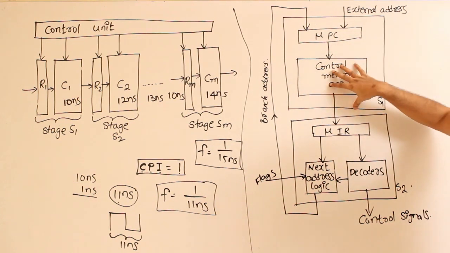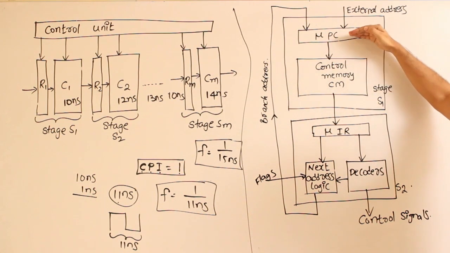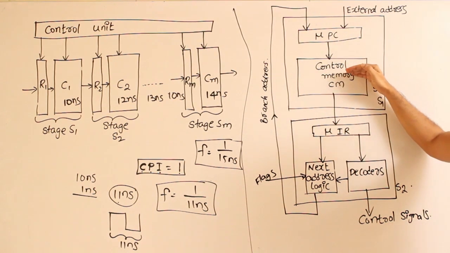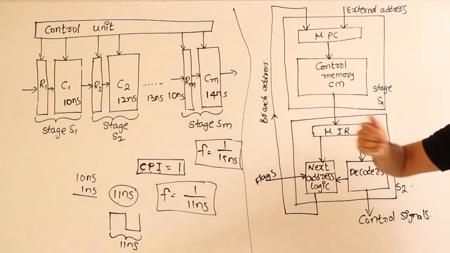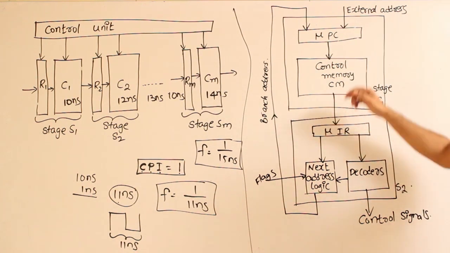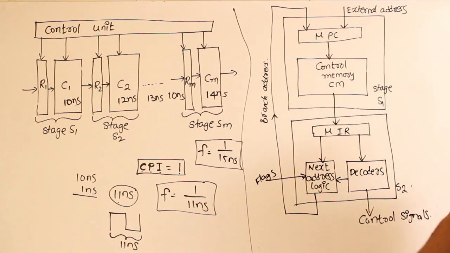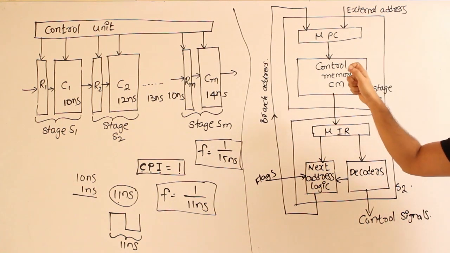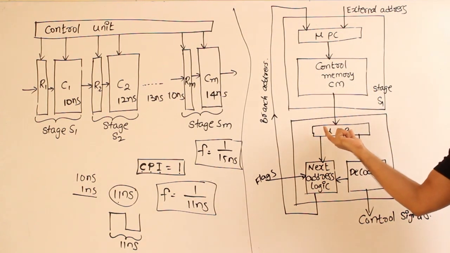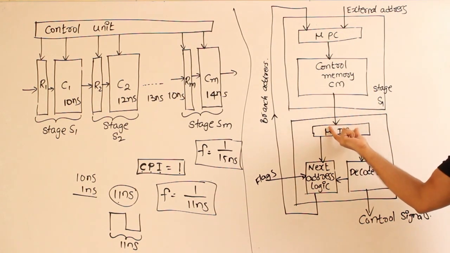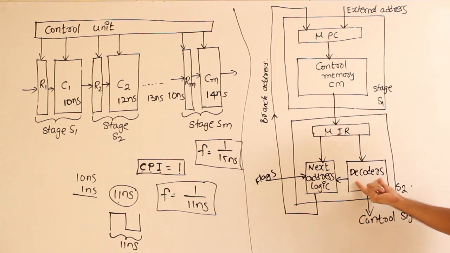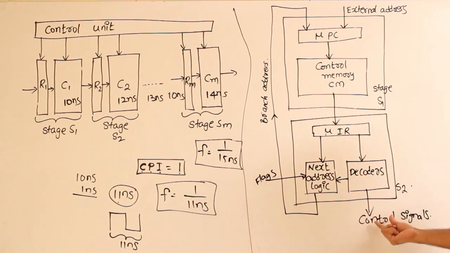Now what will be done in this logic? We'll pass this address into the control memory. If you remember, the control memory contains all the micro instructions, right? So that address will be given to the control memory. As a result, the control memory will give you that particular instruction, and that instruction will be stored in the micro instruction register. Now this micro instruction register is given to the decoder, and the decoder will execute it. Execution is nothing but generating the control signals.